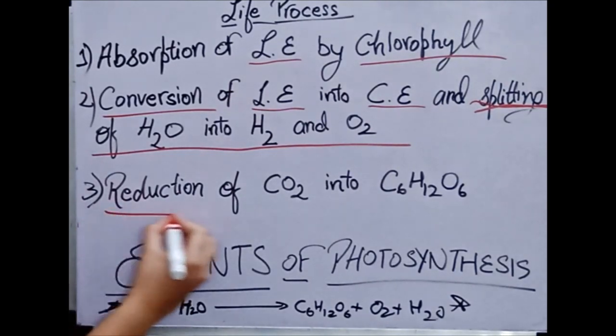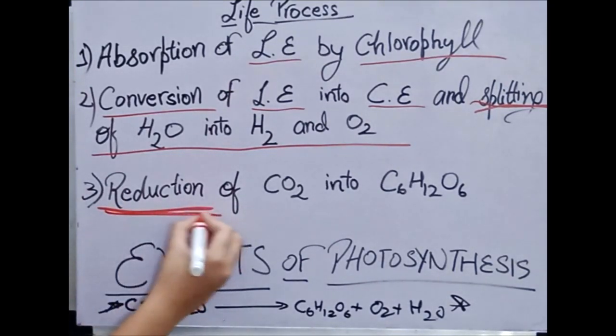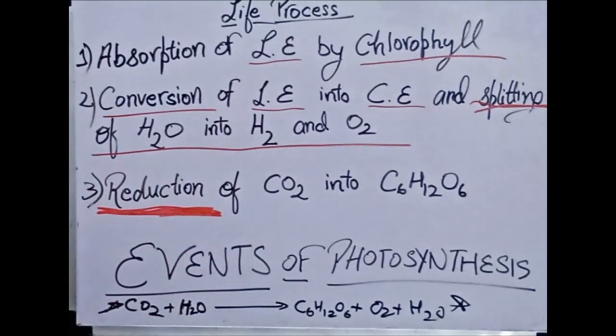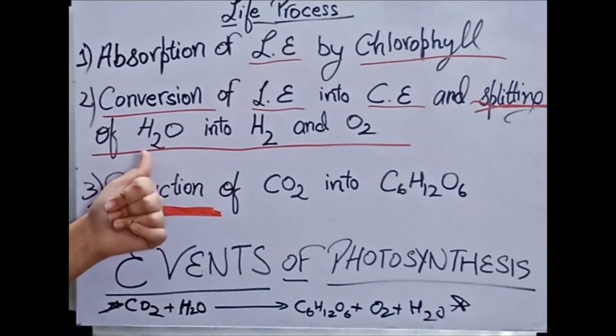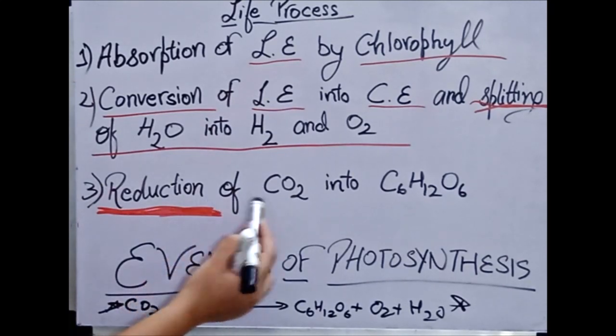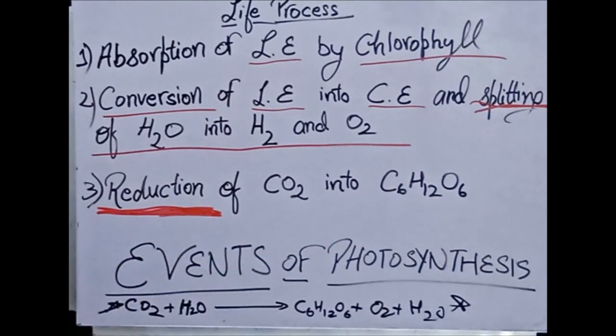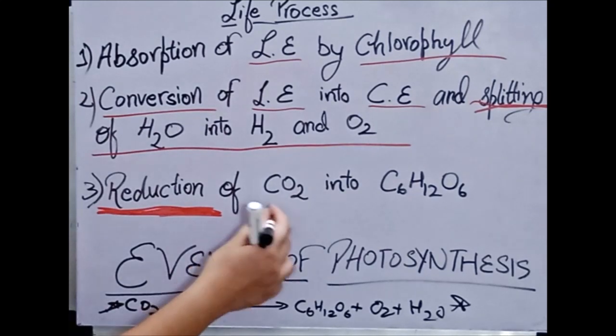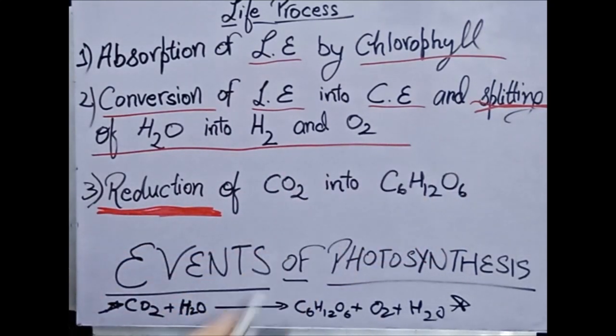Third point is reduction. Again, a very important term. Although I don't need to justify this term because we have just studied it in chapter 1. Reduction is gain of hydrogen or loss of oxygen. So now see, reduction of CO2 to C6H12O6, that is your carbohydrate. You can write it as reduction of carbon dioxide into glucose in words, or you can use the formulas as well. That's completely your choice.